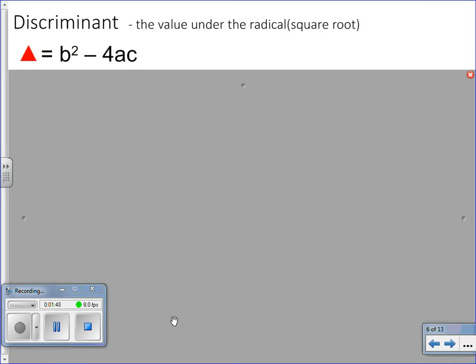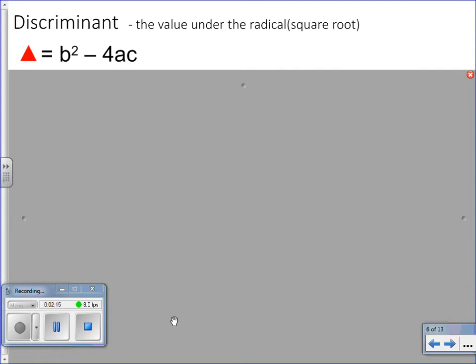Okay, now, this you want to write in your notes. This is called the discriminant. Discriminant is a part of the formula. And it's the part of the formula that's underneath the radical. The radical is the square root. So when you look back at the quadratic formula that you had written down, underneath the square root you have this b squared minus 4ac.